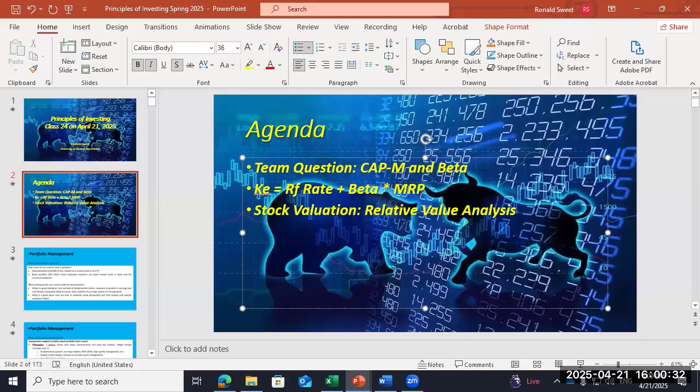Is it beta times the market risk premium or the market risk premium times beta? It doesn't matter. I had graduate students saying, wait, you switched the formula. It doesn't matter because you're multiplying. All right, so that's the equation. You should know that equation. We use that equation so much.